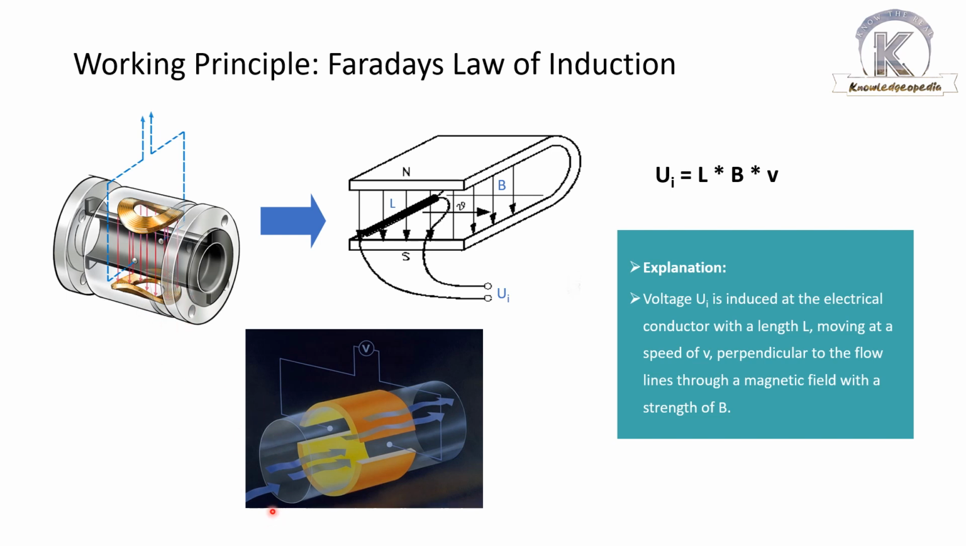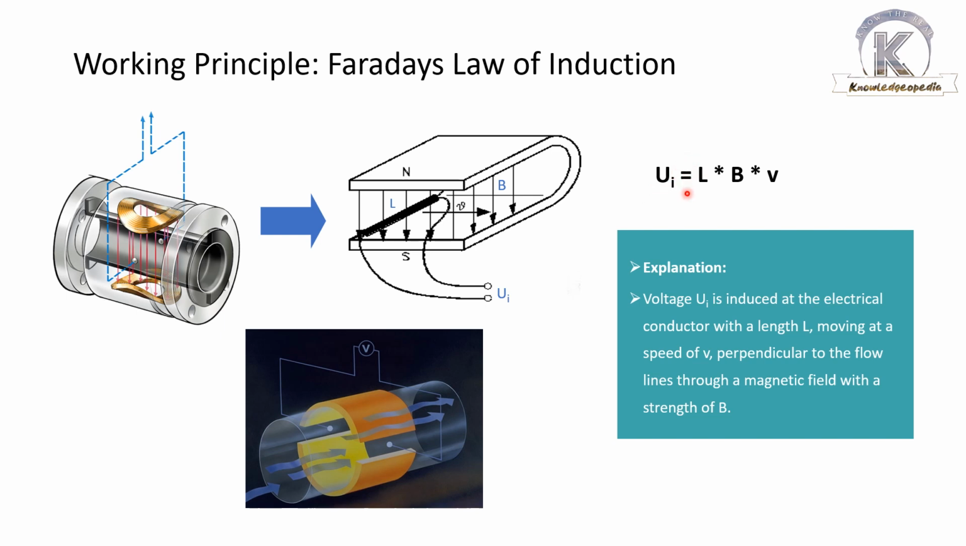Suppose the fluid medium is flowing from left to right. Whenever it passes through, since it is a conductive medium, it generates an induced voltage. This is the induced voltage, and it is directly proportional to the velocity of the fluid. That means, as I already told, the magnetic field is constant.